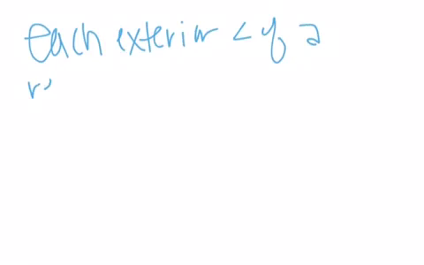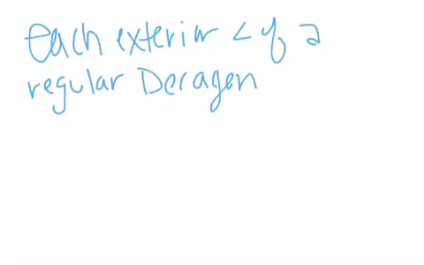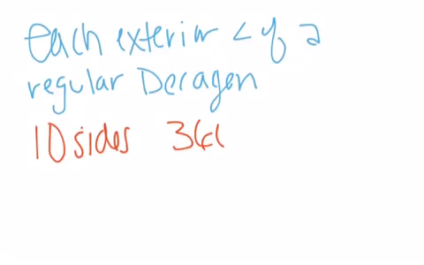each exterior angle of a regular decagon. Okay, decagon is how many sides? You got it, 10 sides. So 10 sides, okay, that are all the same length. We're going to do 360 divided by 10, which is going to give us, you got it, 36 degrees.